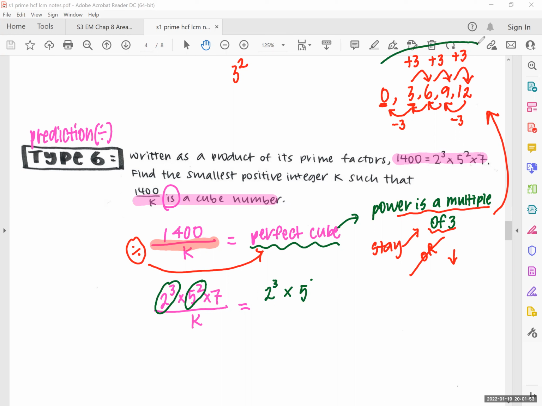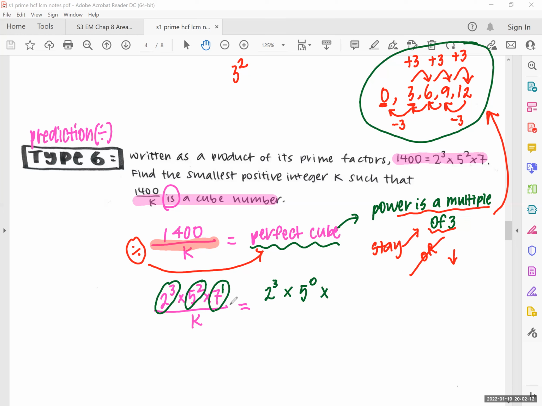No, 0. 5 to the power 0, because the smallest it can go is 0. Next, what about the next one? We have 7. For 7, we don't write anything, which means 7 to the power of 1.